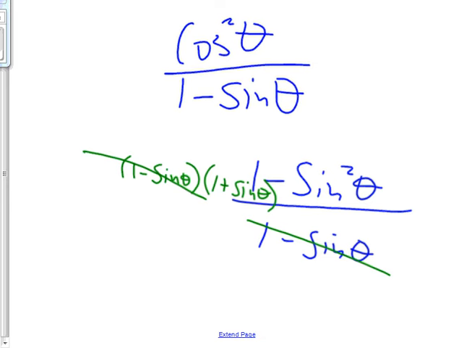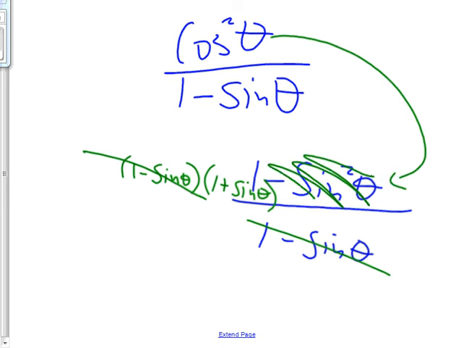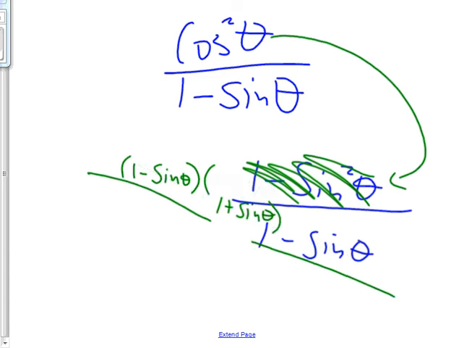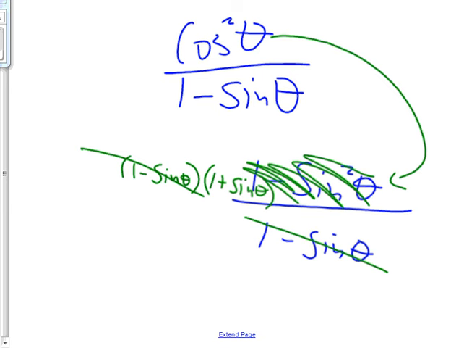So we started with this kind of a problem. We replaced cosine squared with 1 minus sine squared. And then 1 minus sine squared we replaced with the factored form of that: 1 minus sine and 1 plus sine. Look at these. Okay. And then you can see where these two canceled, one on the top, one on the bottom. The answer was 1 plus sine squared.